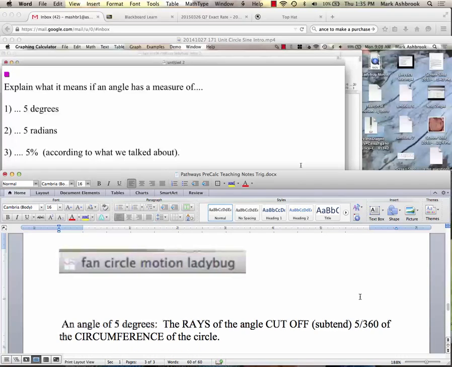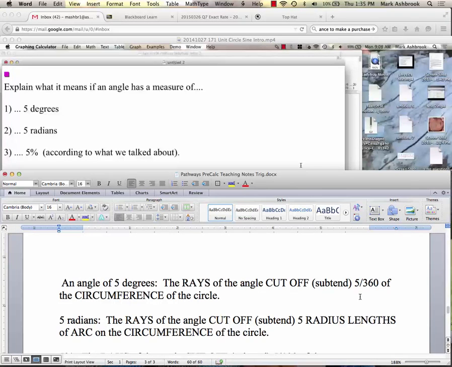Or it's not showing up. Yep, I got it. How about now? Can you read it yet?